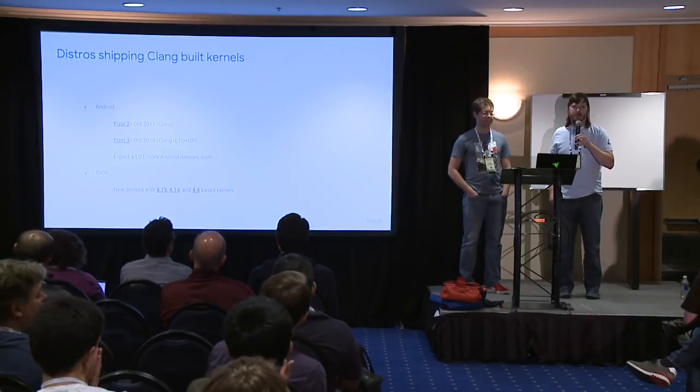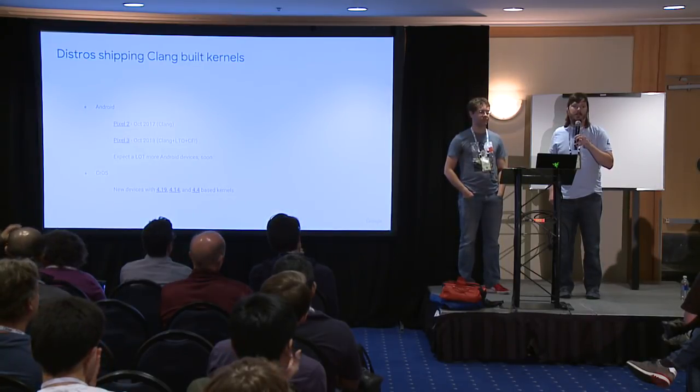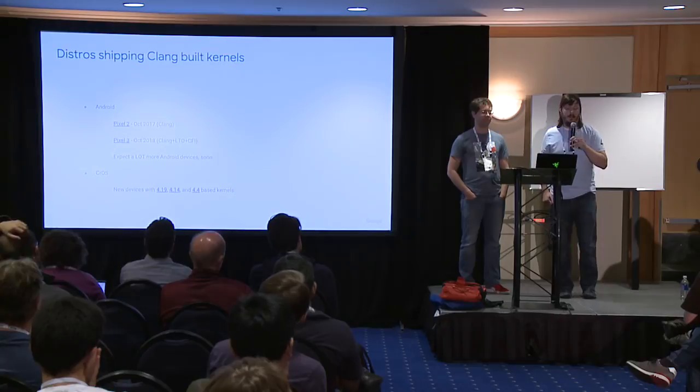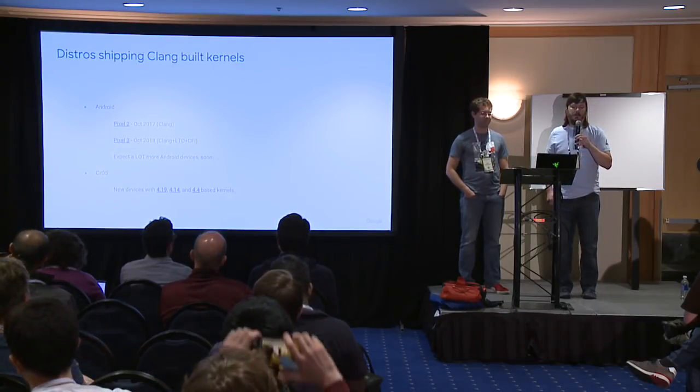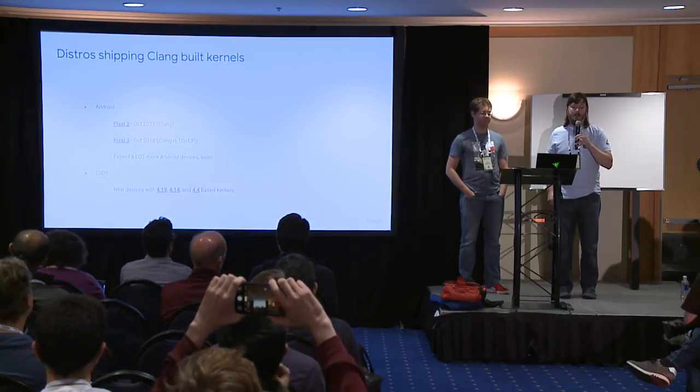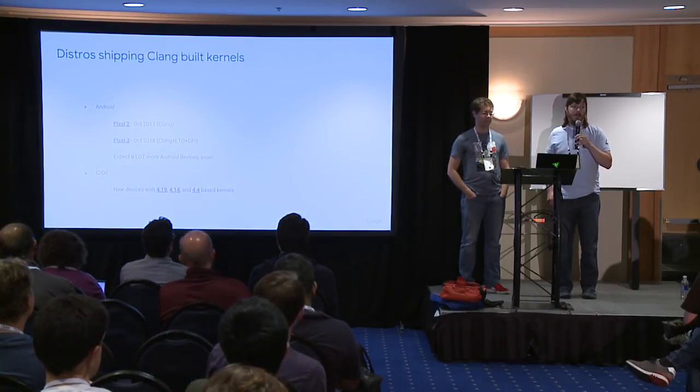Can't really say too many specifics at this point, but you should expect to see a lot more of these coming soon on the Android side. Also on the Chrome OS side, they have recently flipped the switch so that their new devices that are based on 4.19, 4.14, and 4.4 are now built with Clang.